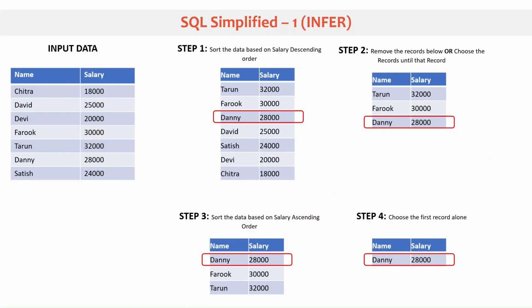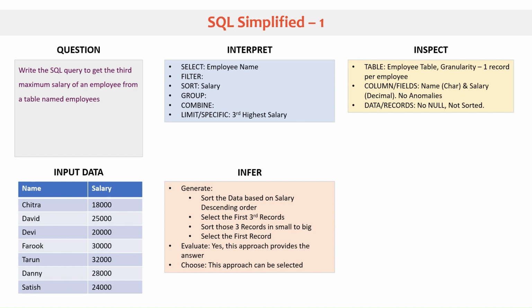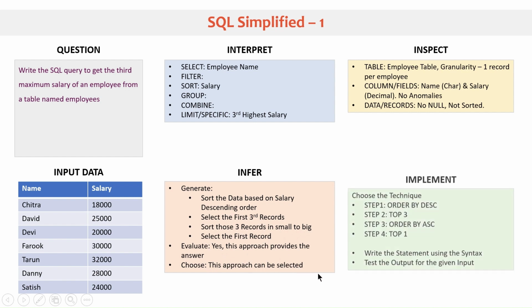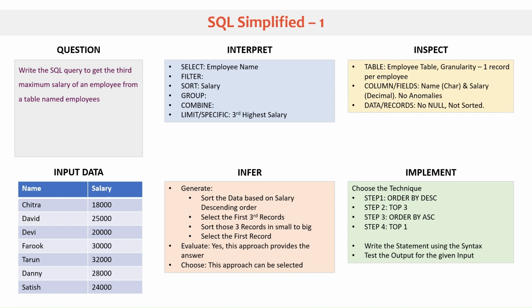Okay, so once you get that, now we are going to go to implementation. So you see, now infer, I've put those 4 steps. Sort the data in descending order, select the first 3 records, then sort those 3 records in ascending order, basically small to big, and select the first record, right? So then you evaluate whether this approach provides the answer. Yes, just now we validated this approach can be selected. So how can this approach be used in SQL?